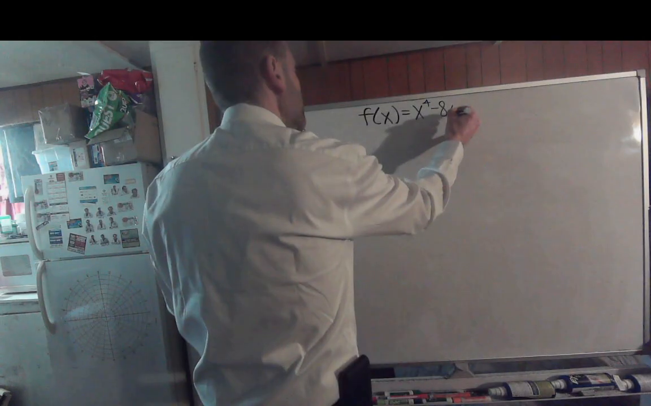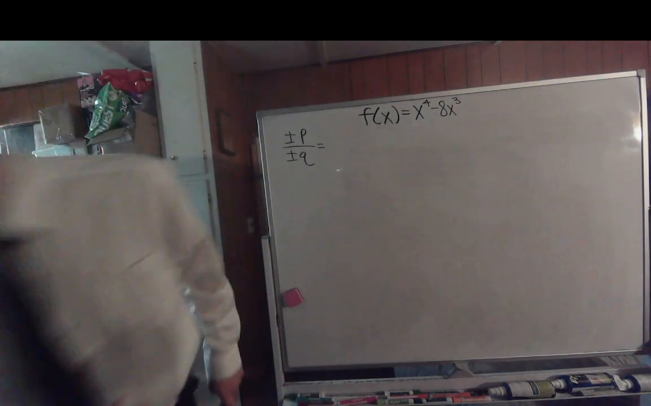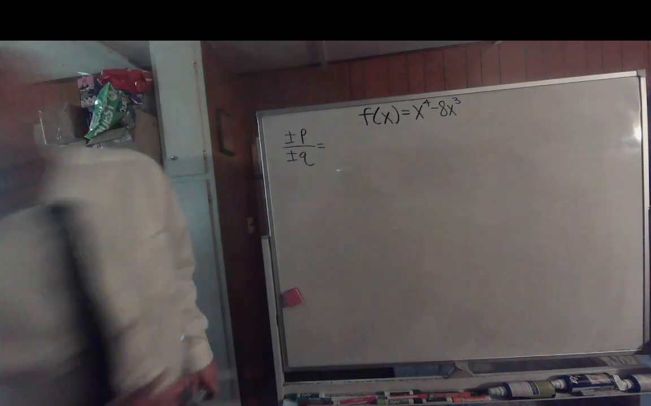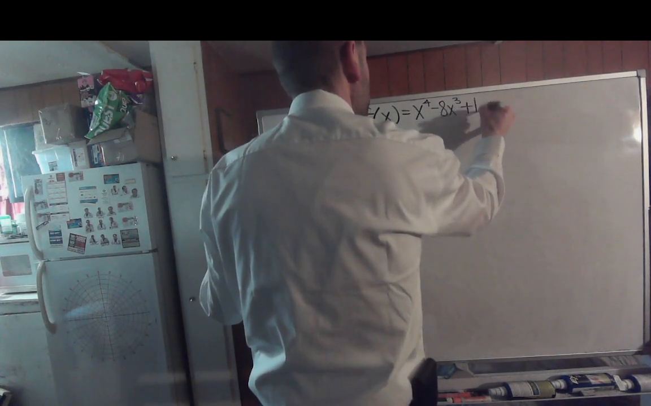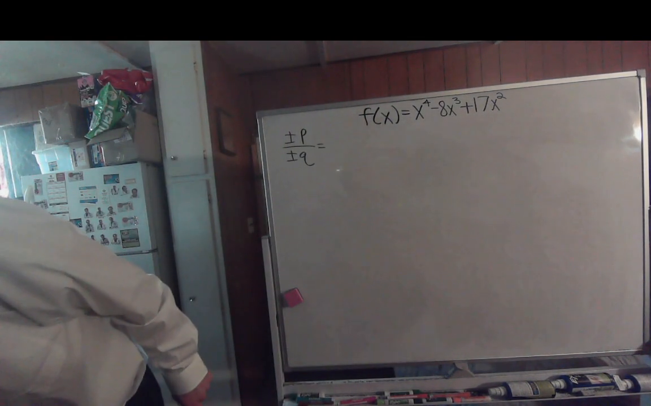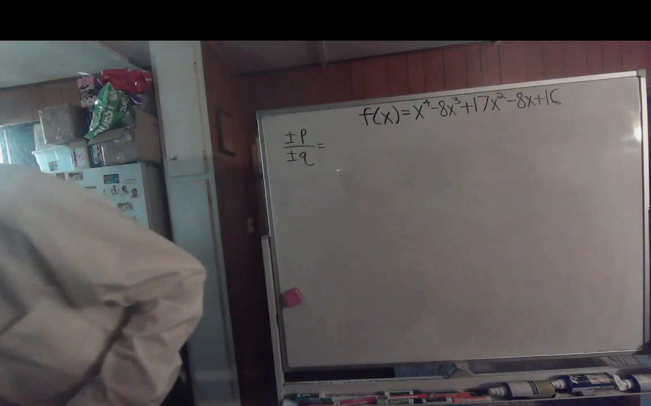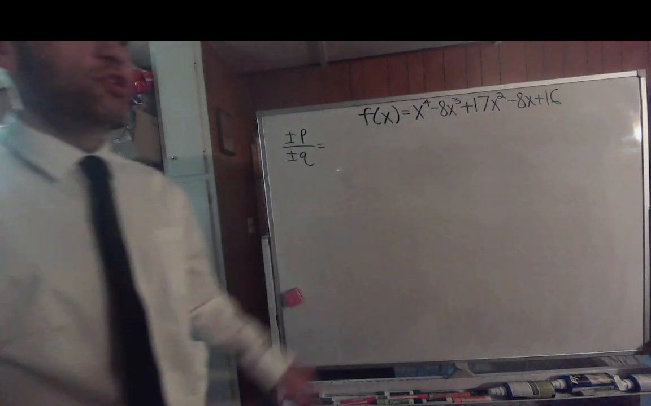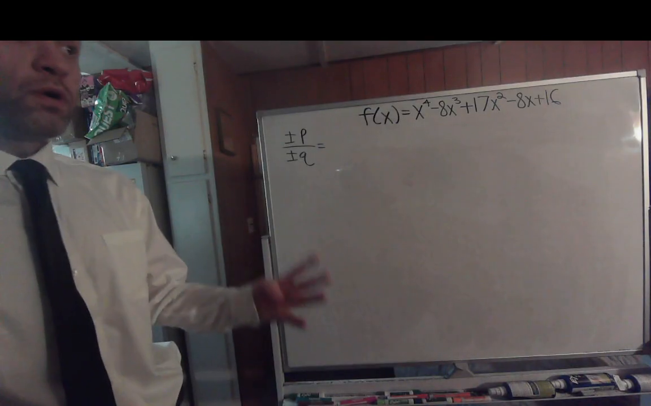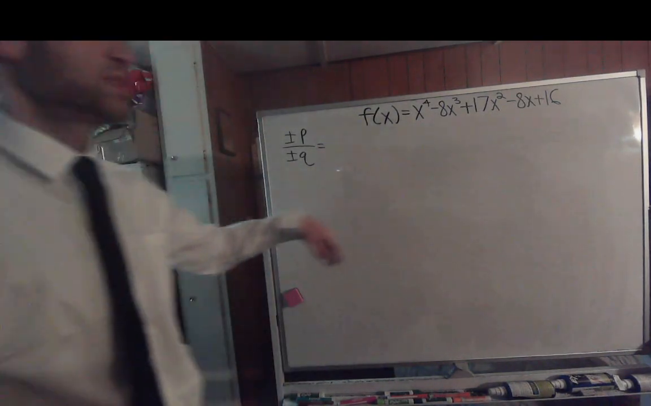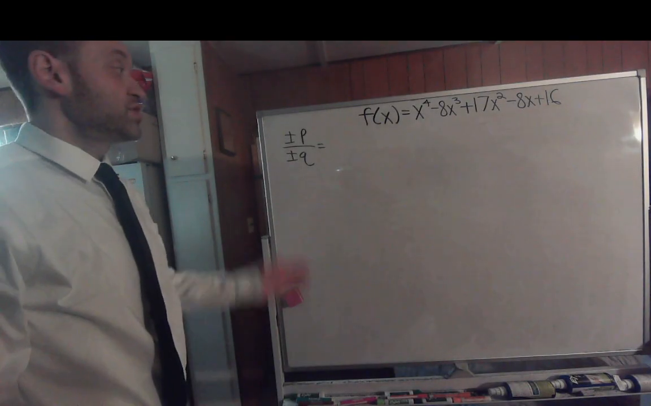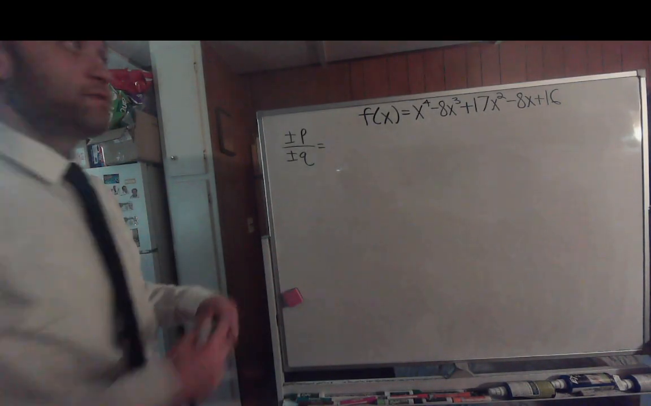minus 8x to the 3rd plus 17x squared minus 8x plus 16. Well, none of this is factoring, that's for sure. And this is a fourth degree polynomial, which tells us we should have 4 zeros in the complex number system. So we're going to have to do the rational zero test and break out factoring.